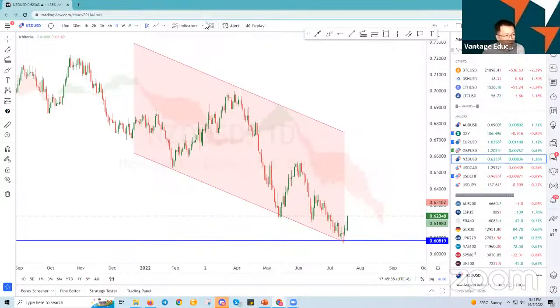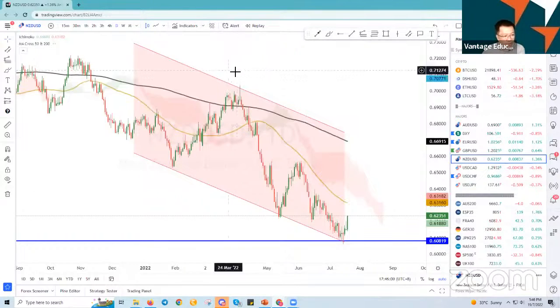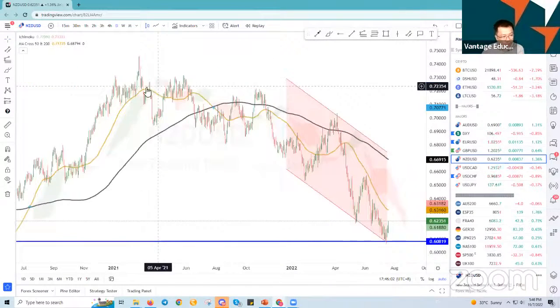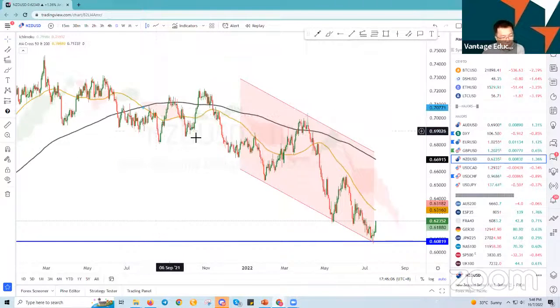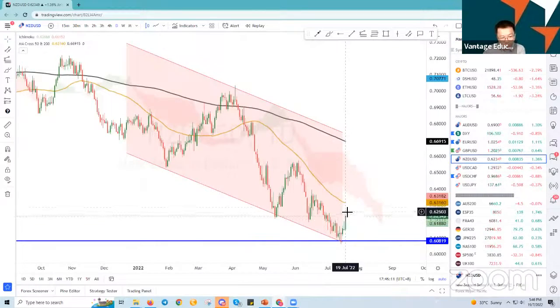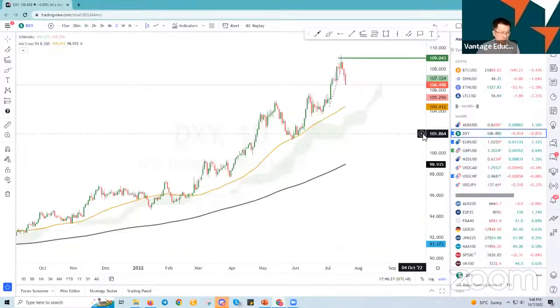We can see that pushing lower, and if I put in the 50 to 200, you can see that crossover there indicating that downward move. What we're looking for now is if price can push up above that 50 moving average, could we see further upside on the Kiwi dollar? That's going to be quite interesting there. And also, actually, I got a question there on the dollar index.